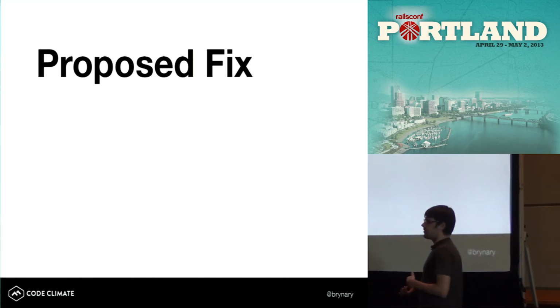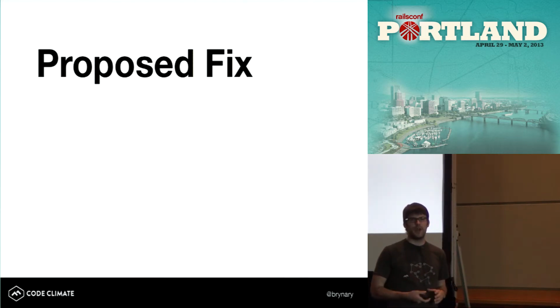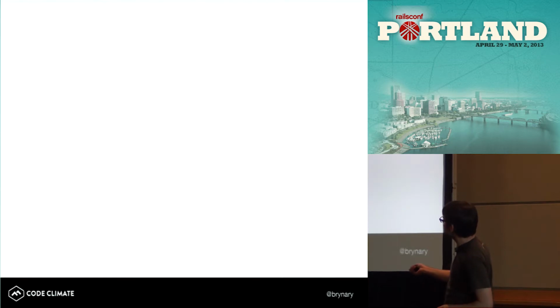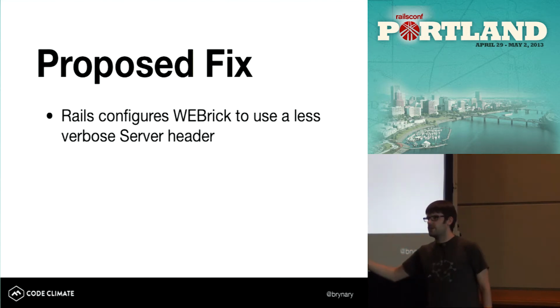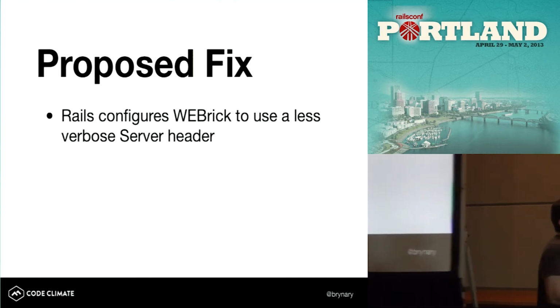So how could Rails fix this? For all these examples, I'm going to give you best practices so that you don't get owned, and then some suggestions for how Rails could have better behavior. So the proposed fix: Rails could reconfigure Webrick to not include that information in the header. It's an option that you can pass into Webrick. It would be like a one-liner.